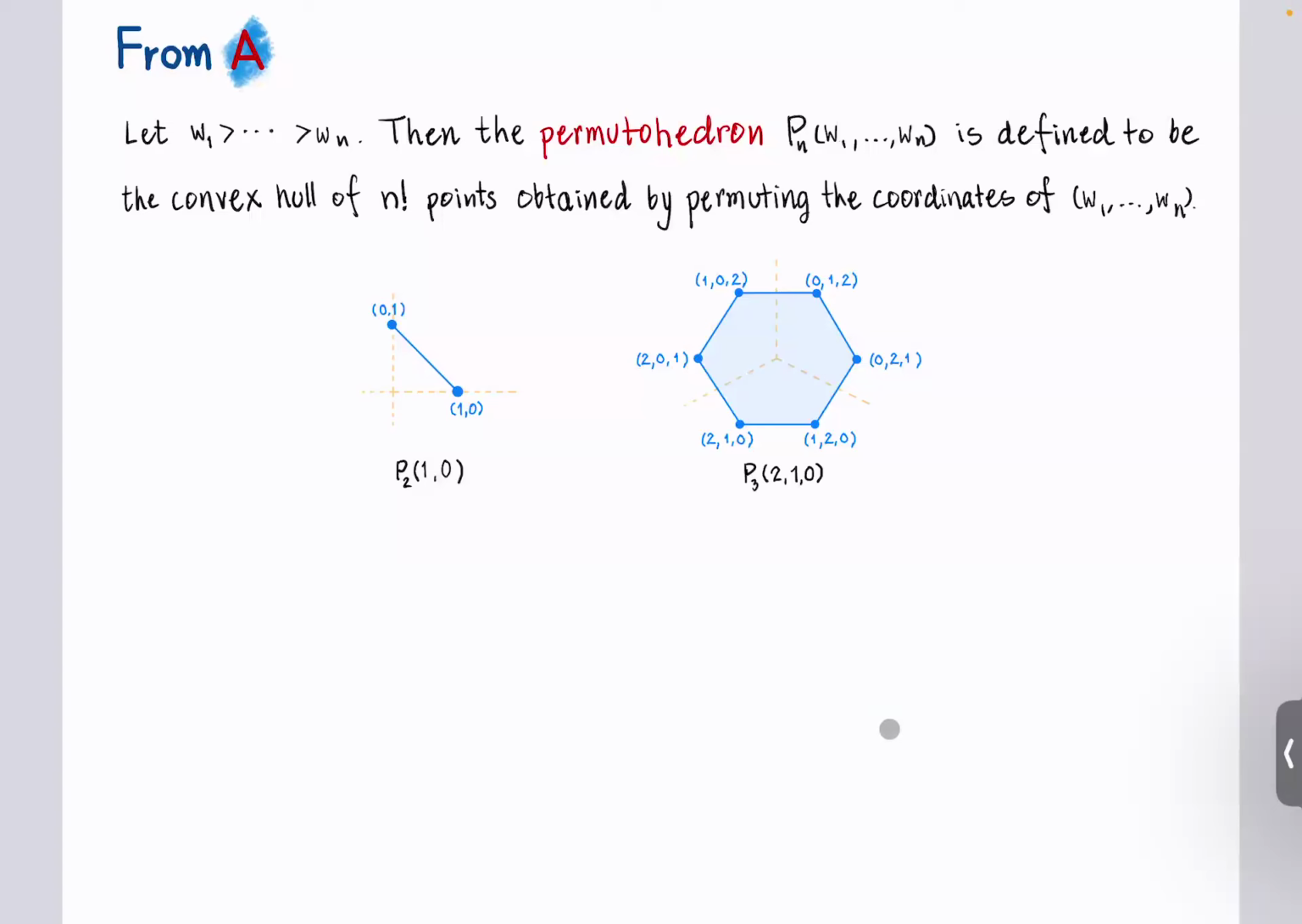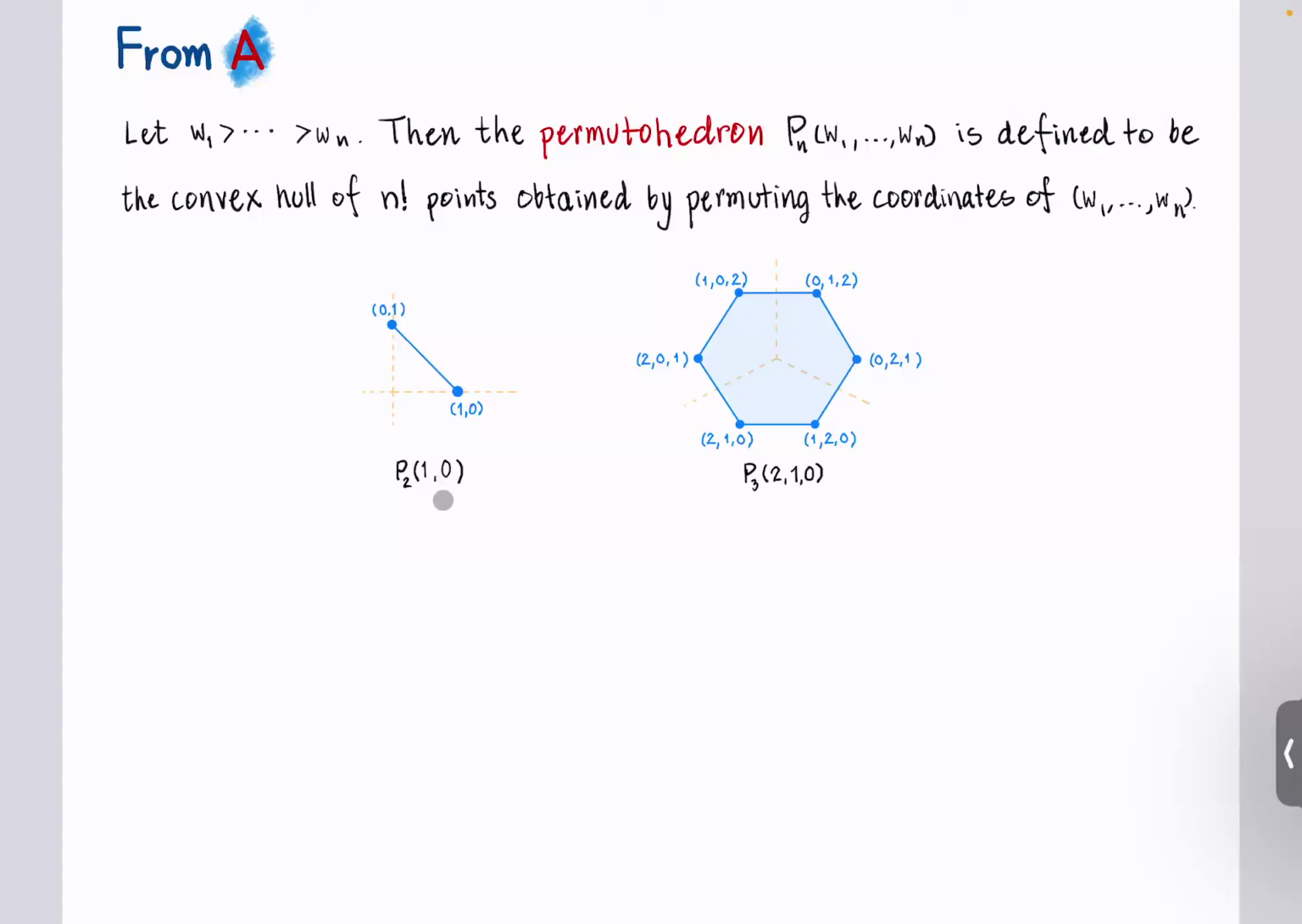Let's start with a point in R^n, w1 > w2 > ... > wn. Then the permutohedron P_n(w1, ..., wn) is defined to be the convex hull of the n factorial points obtained by permuting the coordinates of w1 to wn. For example, I have two examples here.